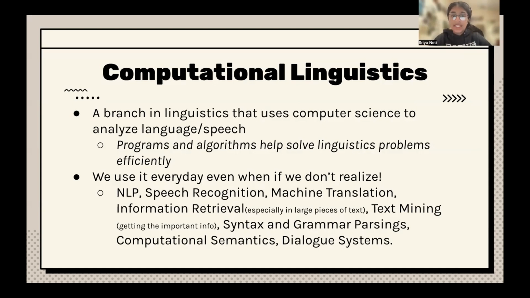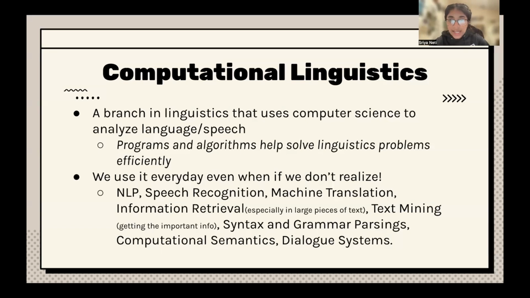So NLP, which is natural language processing, speech recognition, machine translation, and information retrieval, which is something that I was talking about, was that, especially in large pieces of text, finding the relevant information for the research you're doing, or the relevant information to find a certain pattern. So that's actually one part of computational linguistics, and there's many different parts, like the other ones like NLP, speech recognition, and machine translation.